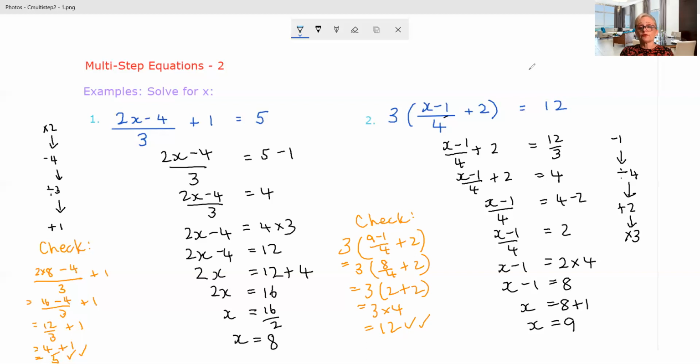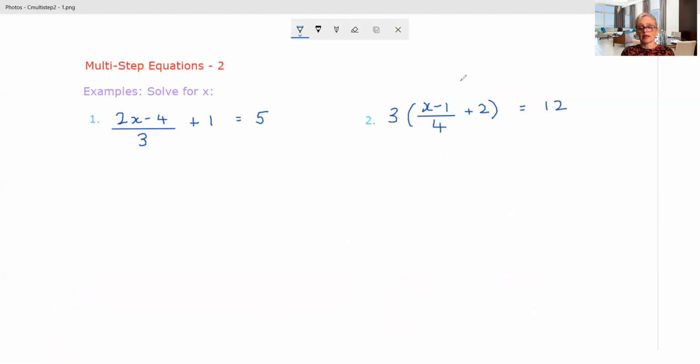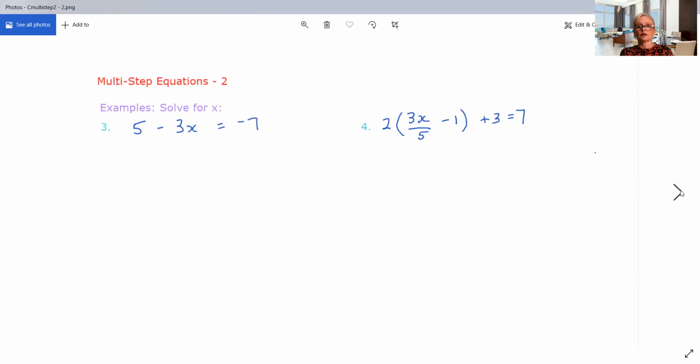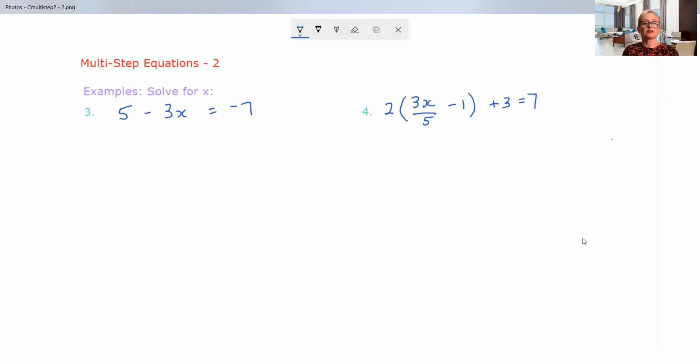We're going to go on and do a few more on our next page. So let me just go to that next page and have a look at those ones. Okie dokie. Now, I have deliberately picked this one because a lot of people have trouble with ones like this.